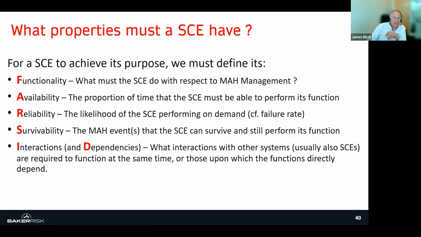So as you can probably see, these are often abbreviated to the acronym of FARCI or FARCID, covering dependencies. This is a very key point because this is where we define what the SCE must do, and critically, what defines its failure, because that is key when we come to its maintenance. So I'll take each one of these in turn, and I'll pick an example to illustrate it as we go through.